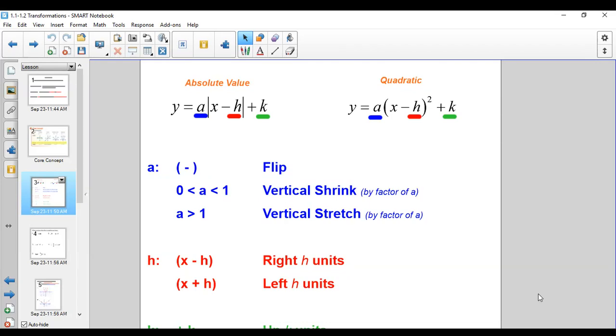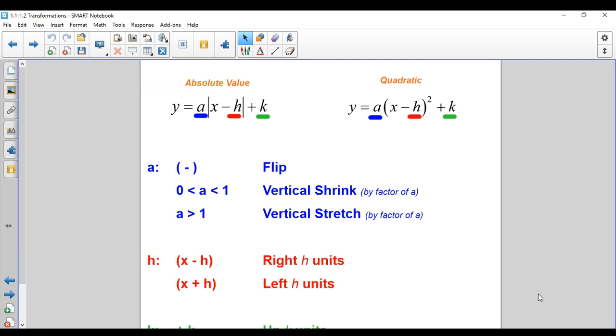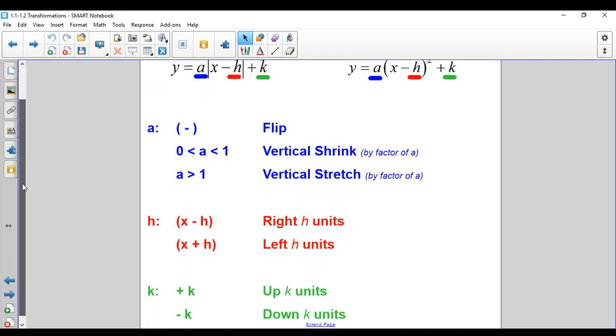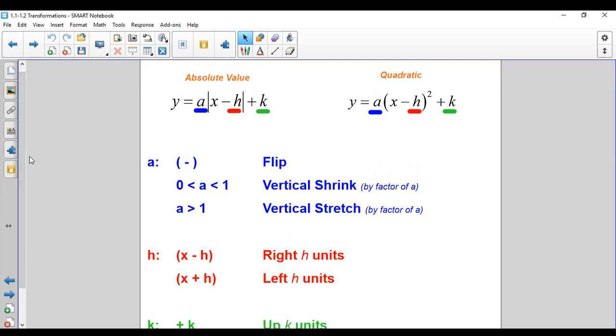We're finally getting into the book this week. So I'm going to combine 1.1 and 1.2 from the book in these couple of videos. 1.1 and 1.2 both talk about transformations. This slide right here is one of the most important slides you'll see all year. This information transfers through to every function family that we will talk about eventually.